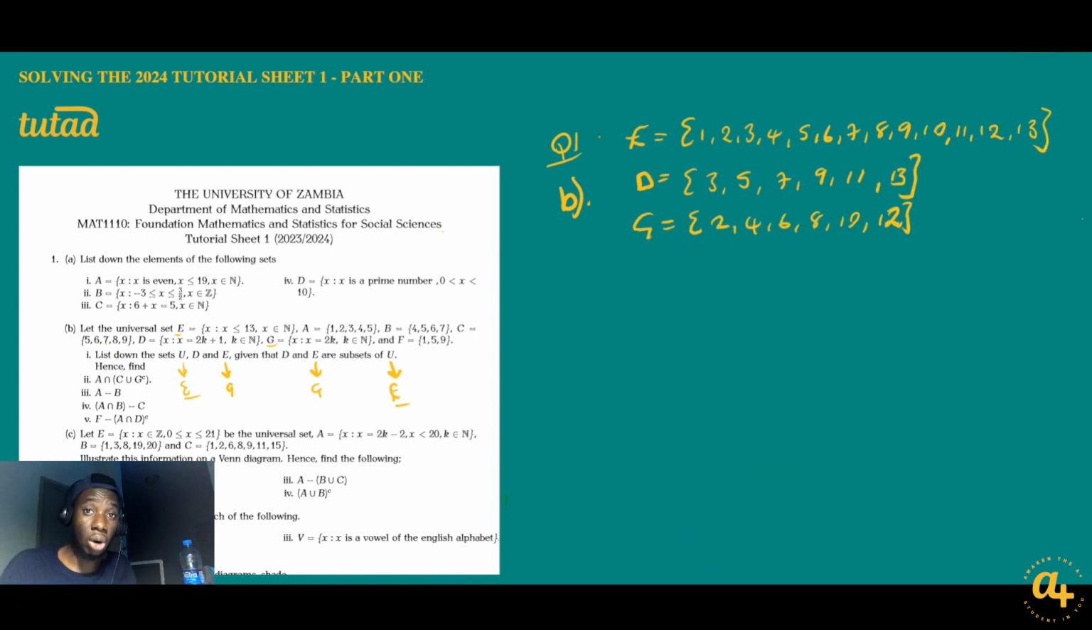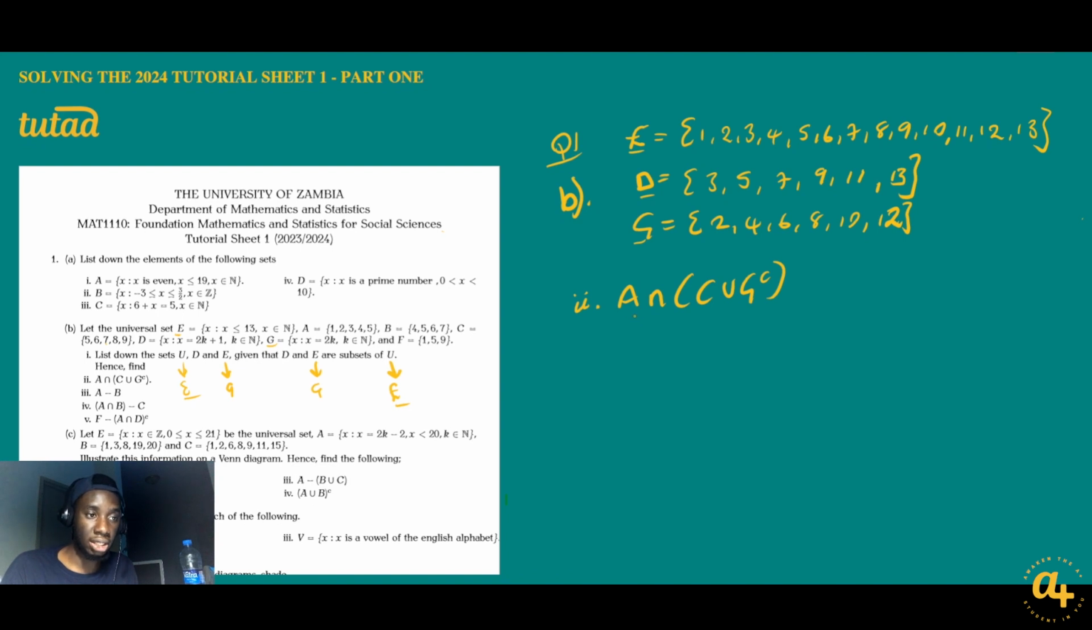So now that we've listed down all the elements in set E, set D, and set G, we can now move on to Roman numeral 2 here. If we pay careful attention, after being taught to list down the elements of the sets E, D, and G, we had been told down here at the end of Roman numeral 1 of part B to find the following sets. Okay, so now let's start with Roman numeral 2 here, where we have A intersection C union G complement. Okay, so this is what we are being told to find now that we've listed down the sets E, D, and G. So now let's get started.